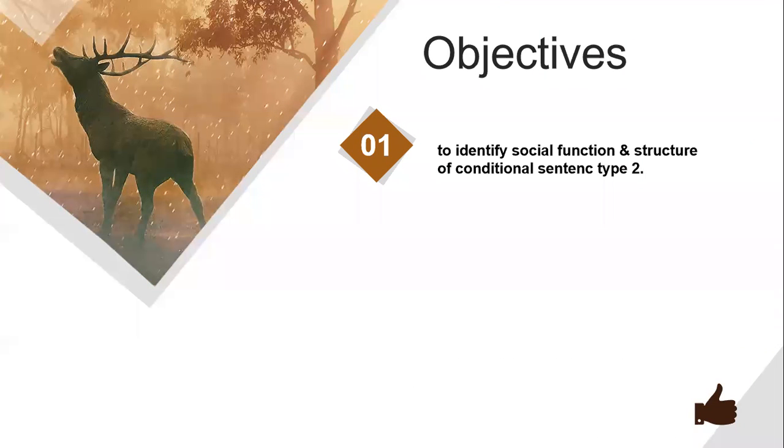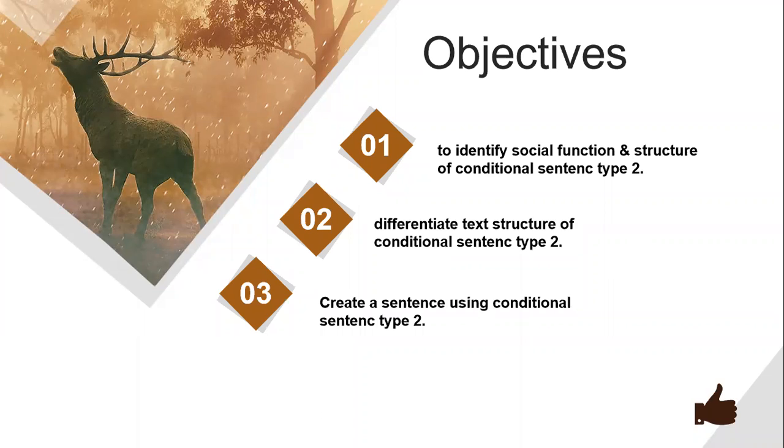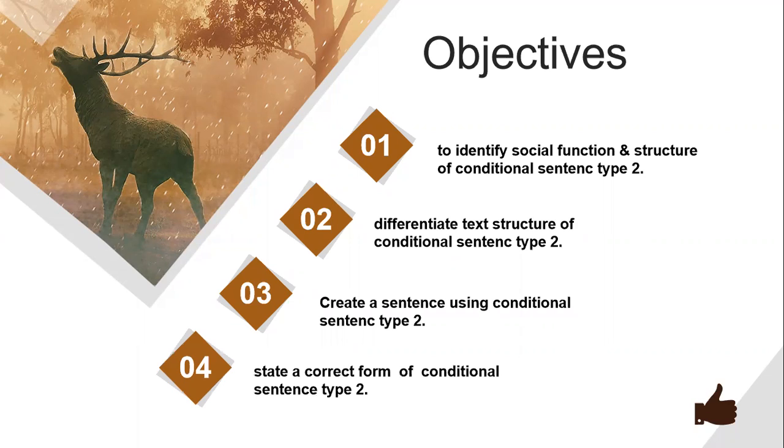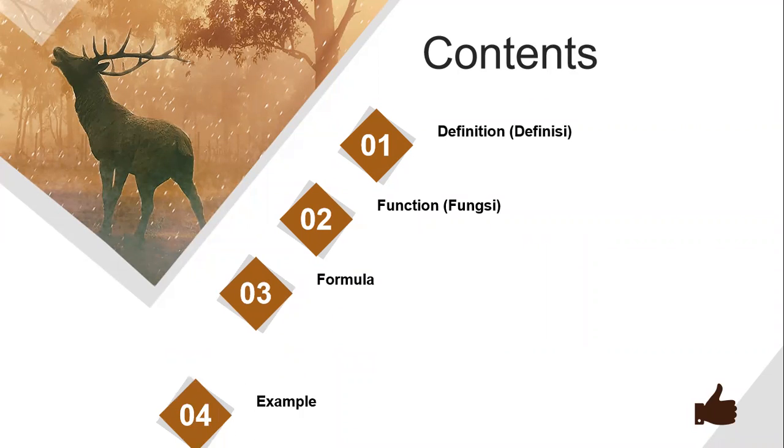Well, students, before we go further, I'd like to introduce the objectives of our topic today. First, you will be able to identify the social function and structure of conditional sentence type 2. And then you will be able to differentiate the text structure of conditional sentence type 2. And then you will be able to create a sentence using conditional sentence type 2. And then number 4, you will be able to state a correct form of conditional sentence type 2. So these are our objectives today: definition, function, formula, and example. That's the content of today.